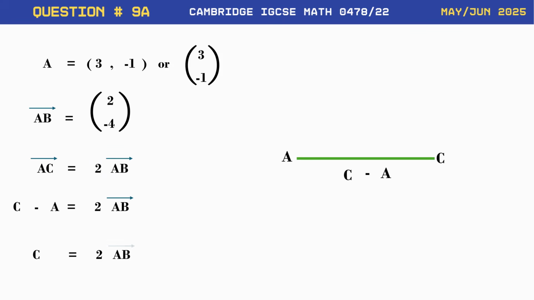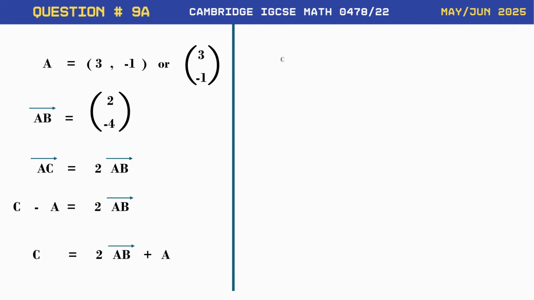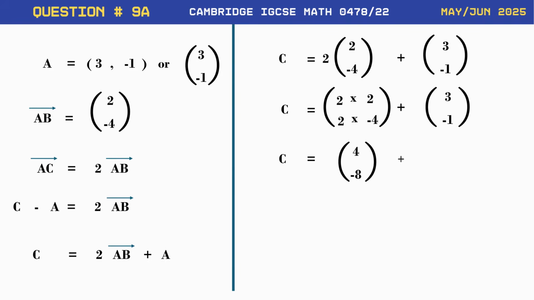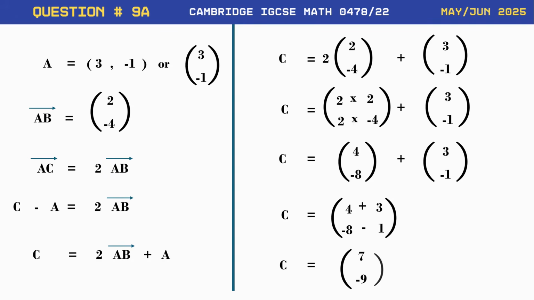Let's now substitute the values of AB and A in this equation, so it will become C equals 2 into vector (2, -4) plus vector (3, -1). Let's resolve it further. 2 will be multiplied by each coordinate of vector AB. So the equation will become C equals vector (4, -8) plus vector (3, -1). To further solve, we shall add up the corresponding coordinates of the vectors, like 4 plus 3 and -8 plus -1. It results in a vector with coordinates (7, -9), which are the coordinates of point C, and that is the required answer.